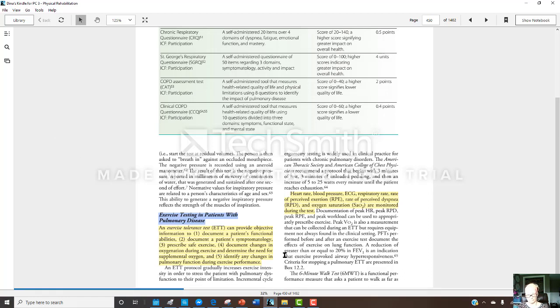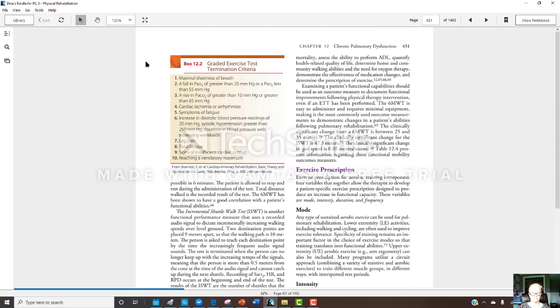The 6-minute walk test, 6MWT, is a functional performance measure that asks our patient to walk as far as possible in 6 minutes. The patient is allowed to stop and rest during the administration of the test. Total distance walked is the recorded result of the test. The 6MWT has been shown to have a good correlation with the patient's functional abilities.